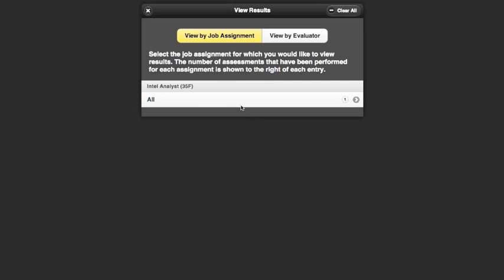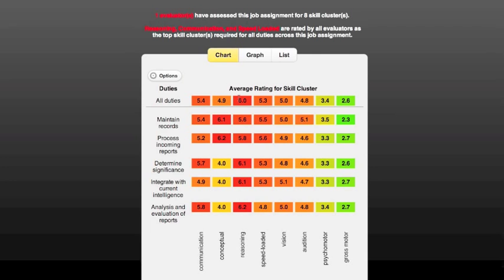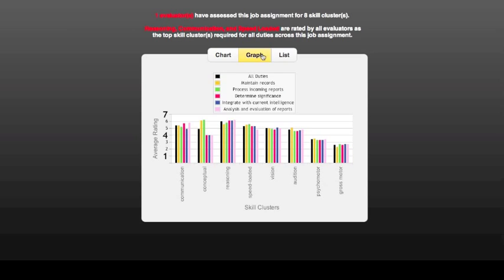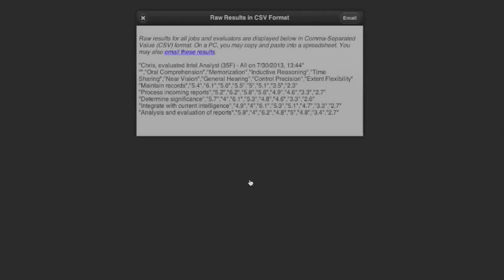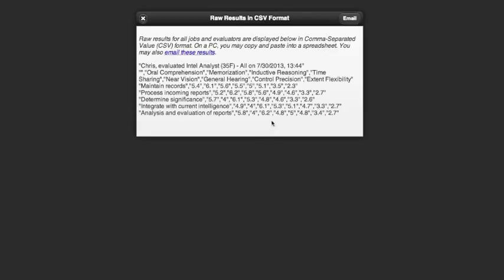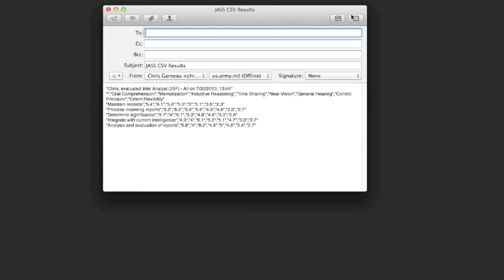JASS provides several built-in visualizations for exploring results. For example, researchers can explore ratings in a chart, bar graph, or textual list. The raw data may also be exported in comma-separated value, or CSV, format, and then emailed for further analysis.